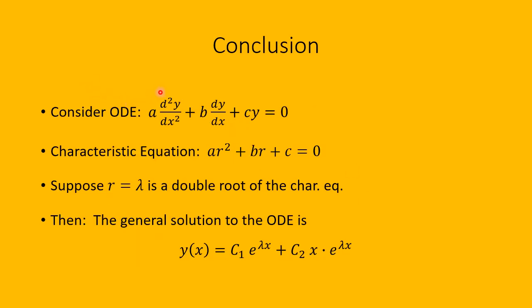So let's consider the ordinary differential equation, second order linear constant coefficient homogeneous: a times the second derivative of y with respect to x plus b times the derivative of y with respect to x plus c times y equals 0. Its characteristic equation is a r squared plus b times r plus c equals 0. Let's suppose that r equals lambda is a double root of that characteristic equation. Then the general solution to this differential equation up here is y equals c1 e to the lambda x plus c2 times x times e to the lambda x.